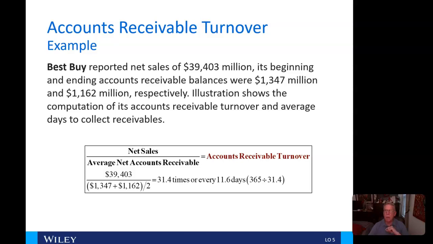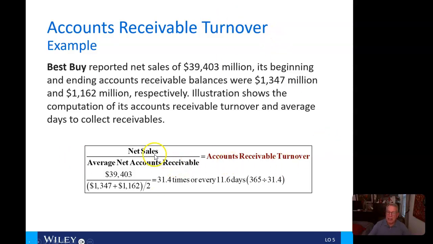Okay, so here's Best Buy. They reported net sales of $39,403,000. Its beginning and ending accounts receivable balances were $1,347,000 and $1,162,000, respectively. The illustration shows the computation of the accounts receivable turnover and average days to collect receivables here.